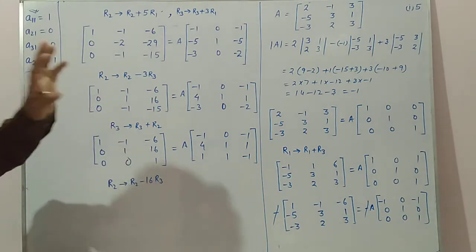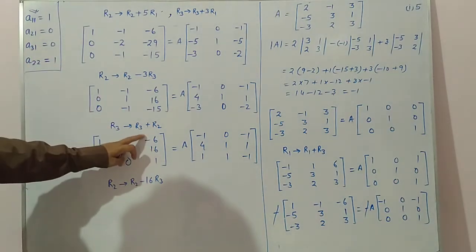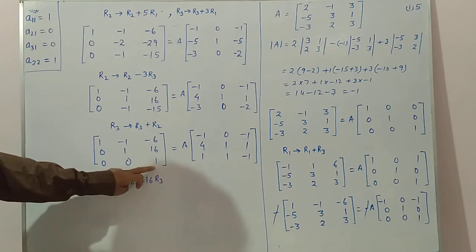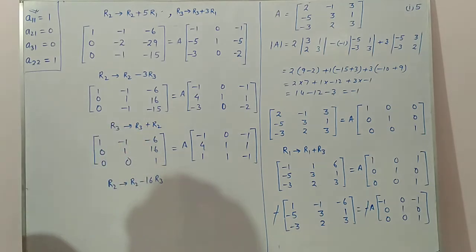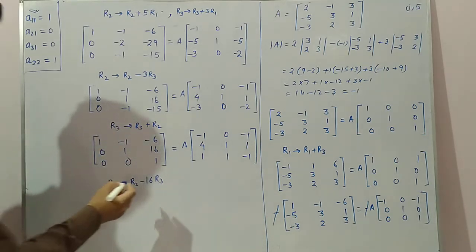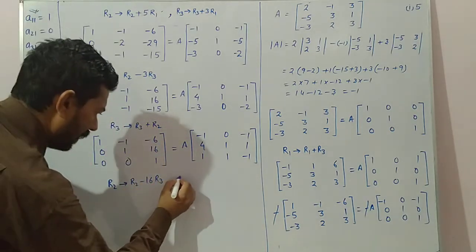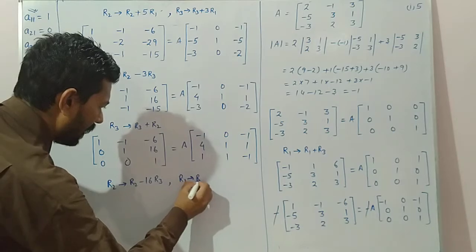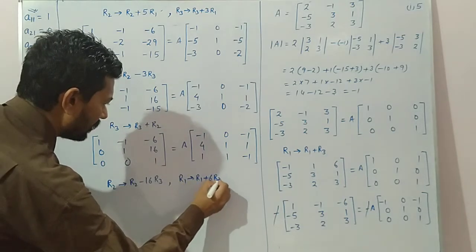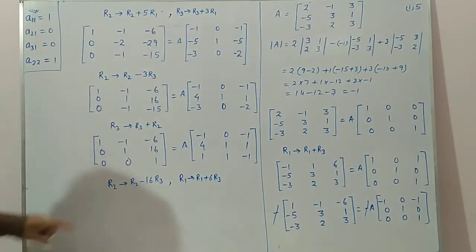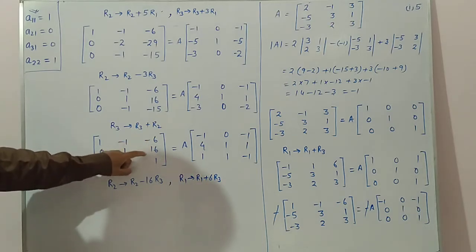16 minus 16, this will be 0. Now this is minus 6. We will multiply this one by 6 and add it here. This will be also 0. So one more step we can take. R1 changes to R1 plus 6 R3. So we can make these two at once 0.